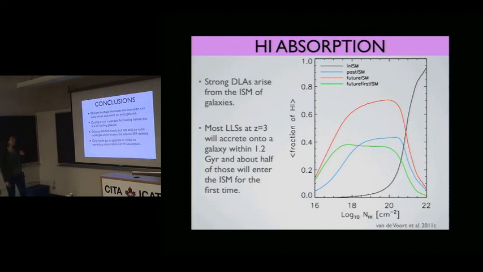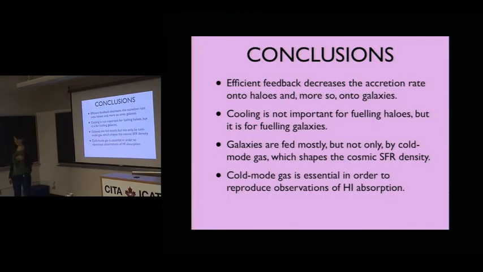So let me just end with my conclusions. I've told you that efficient feedback reduces halo accretion rates slightly, but it has a huge effect on galaxy accretion rates. They can increase them by an order of magnitude. Cooling is not important for the fueling of halos, but it is very important for getting gas into galaxies. And these galaxies are fed mostly by cold mode gas that's on average denser, more metal poor, and flowing in at higher velocities. Its combined effect is shaping the cosmic star formation rate density in the universe. And this cold mode gas has already been detected because it's essential for reproducing the H1 column density distribution function. Thank you.